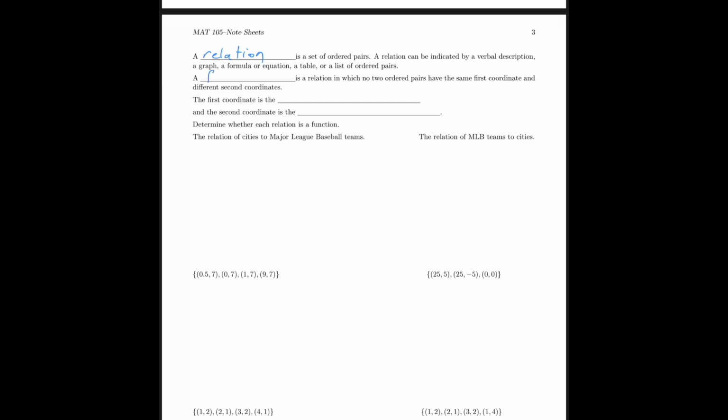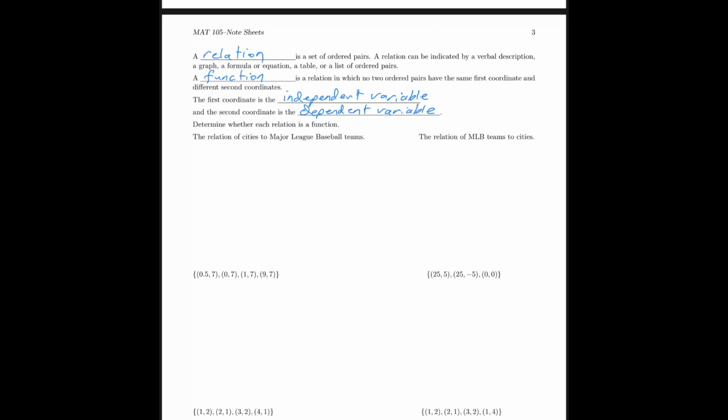Then a function is a very specific type of relation. So a function is a relation in which no two ordered pairs have the same first coordinate and a different second coordinate. So what this means is every first coordinate uniquely identifies a second coordinate because it only gets paired up with one second coordinate. The first coordinate is called the independent variable because it can be any value. And the second coordinate is called the dependent variable because it depends on the value of the independent variable.